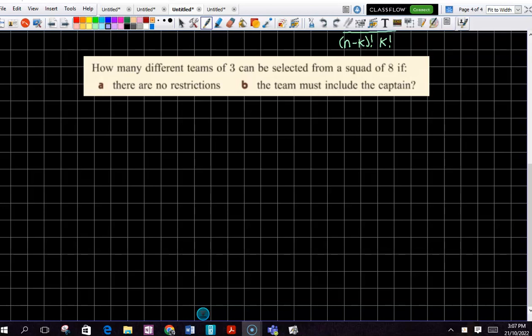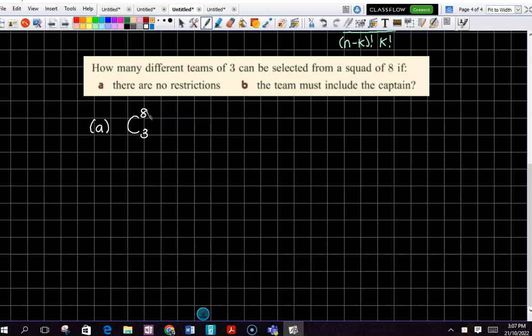So here we go. How many different teams of 3 can be selected from a squad of 8? So you've got 8 volleyballers. Oh, you can't have a team of 3, can you? Beach. Right, how many different combinations, or how many groups can we get if we had to choose 3 from 8? Again, where is the difficulty? Well, there's none, because if there's no restrictions, wouldn't we just go C, 3 from 8?